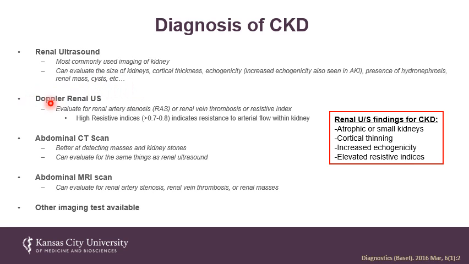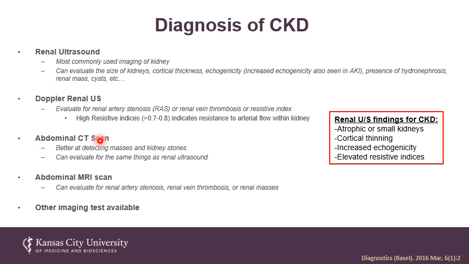You can also look at the Doppler renal ultrasound. This is where you look at the blood flow in the renal arteries to see if there's any narrowing or if there's perhaps a thrombosis. There's something called resistive index. You don't need to know that too much, other than the higher that is, the more impairment there is to blood flow within the kidney, which is a sign of CKD.